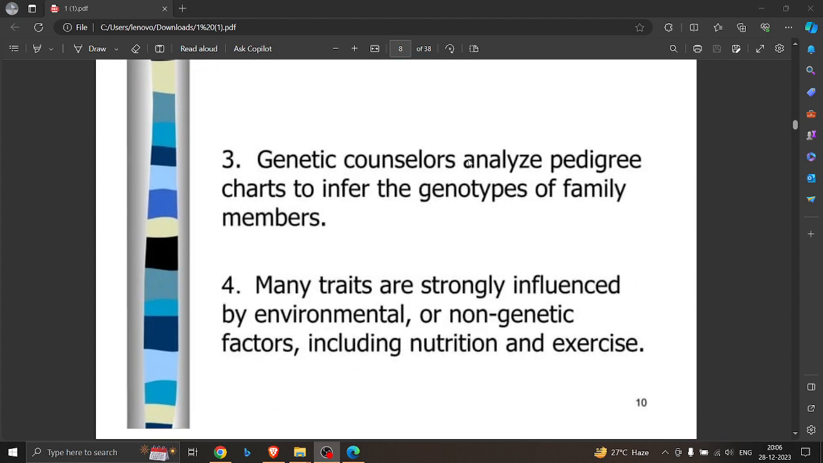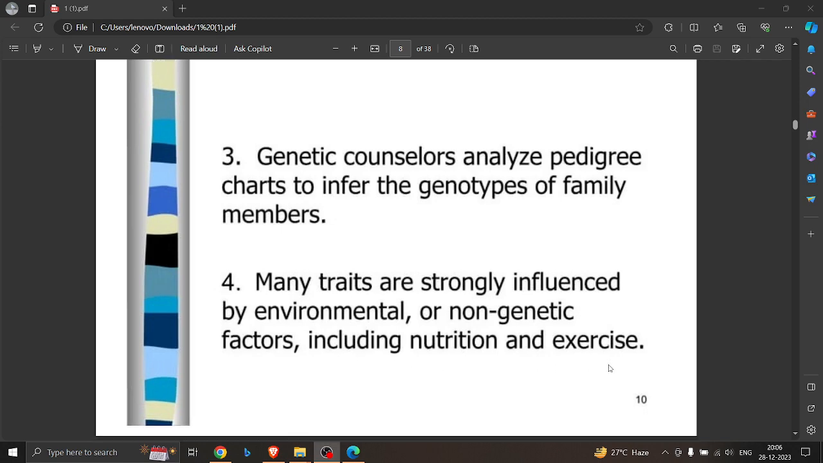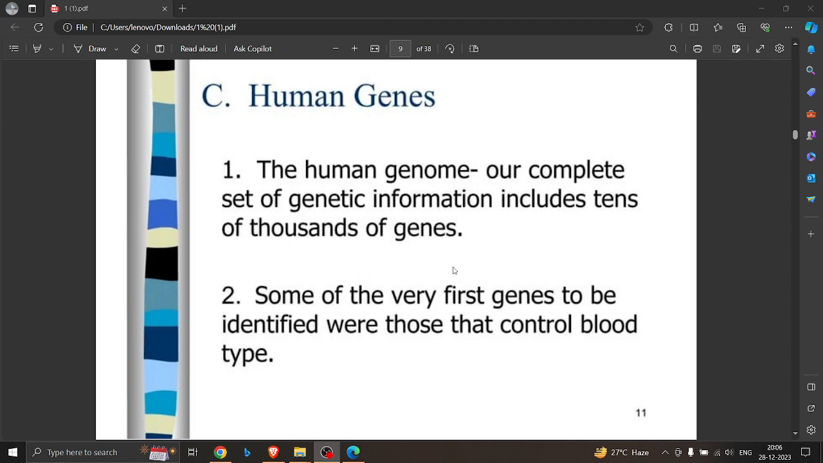Genetic counselors analyze pedigree charts to infer the genotypes of family members. Many traits are strongly influenced by environmental or non-genetic factors, including nutrition and exercise. The human genome, a complete set of genetic information, includes tens of thousands of genes.